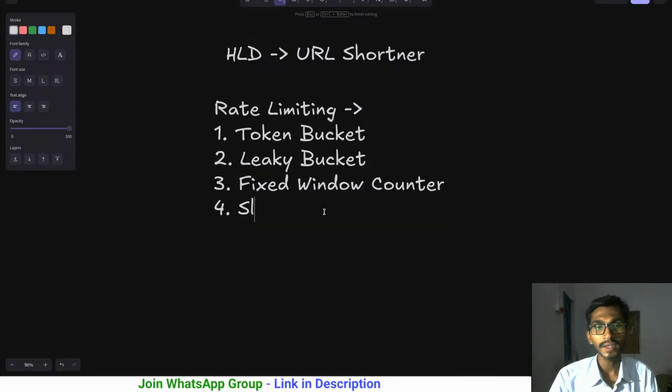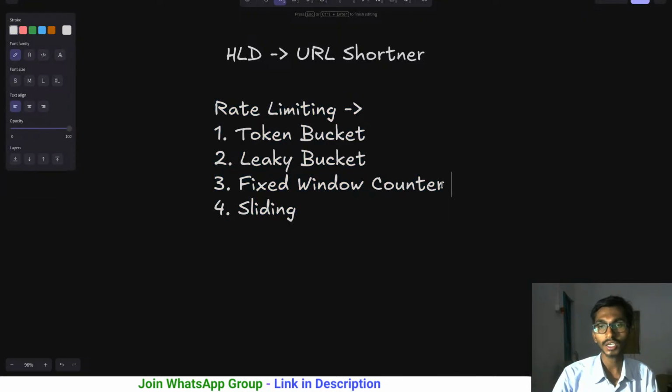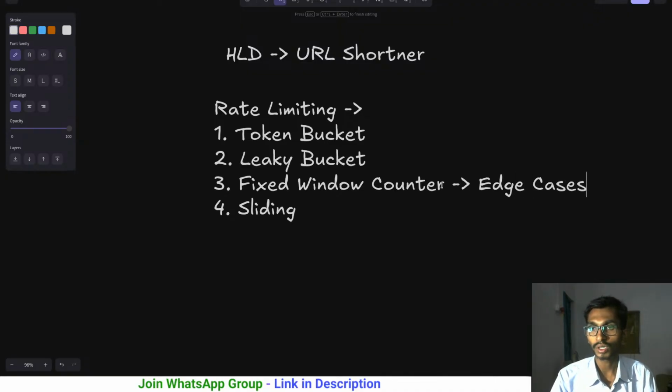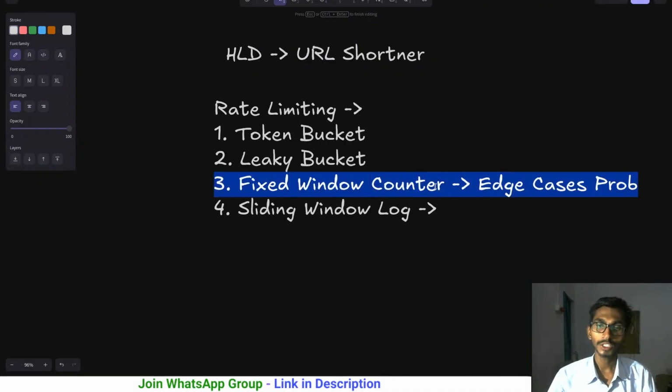And then we have the sliding window log. The problem with the fixed window counter is that it has the edge cases problem. It will be good to know more about it. For getting rid of that problem, we have the sliding window log. In the fixed window case, your timing is fixed. It starts over here, it ends over here.